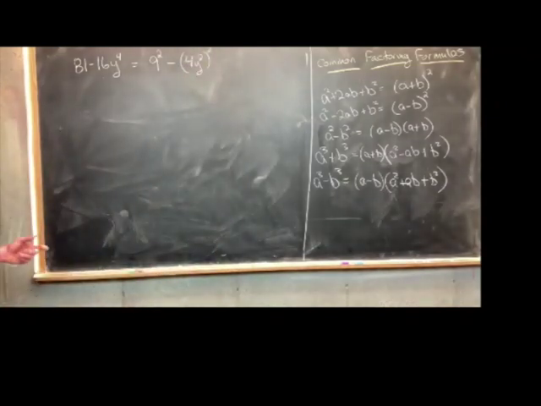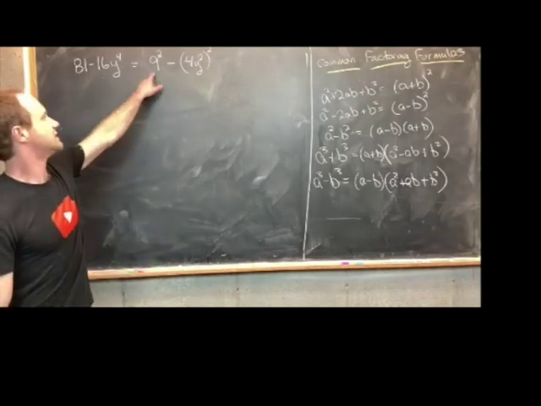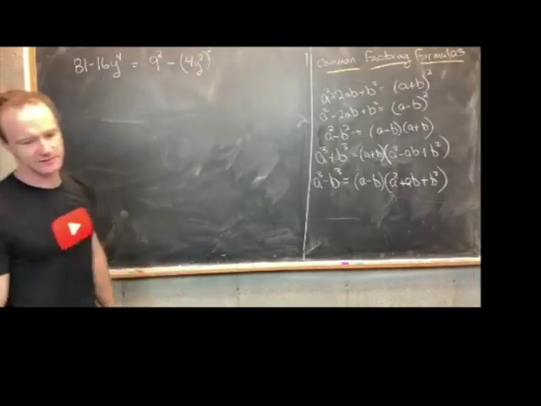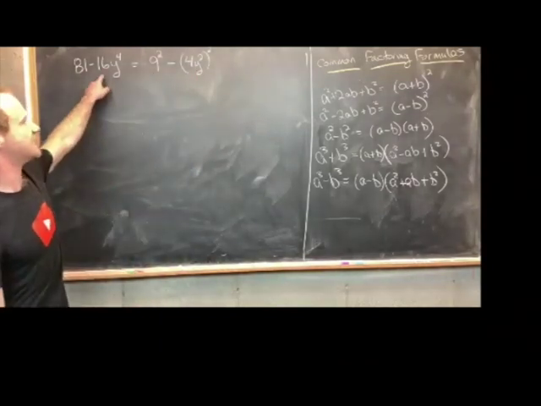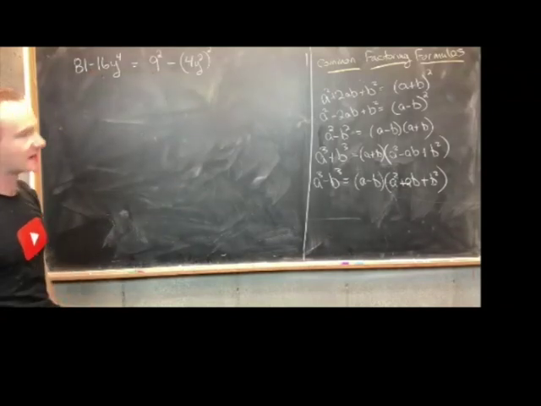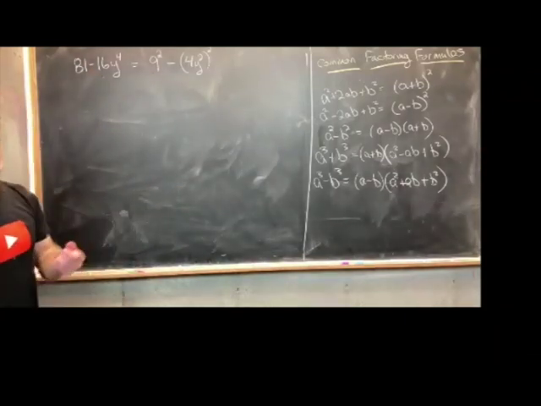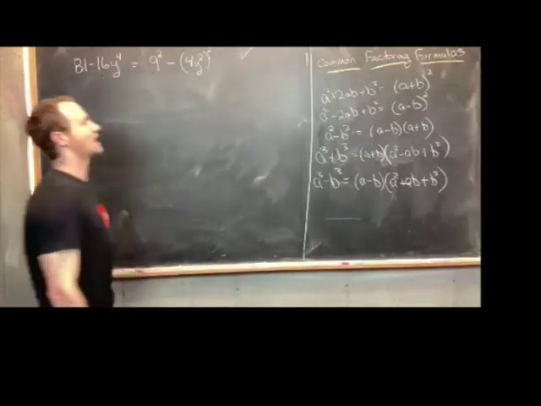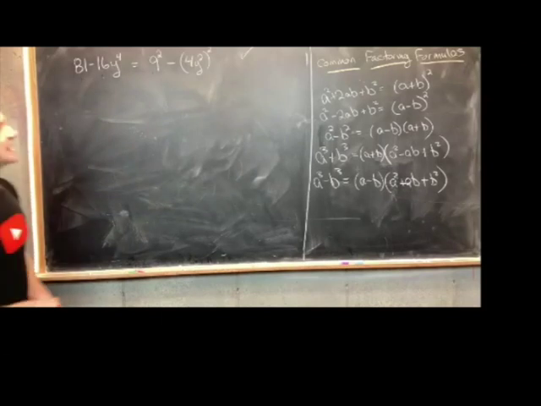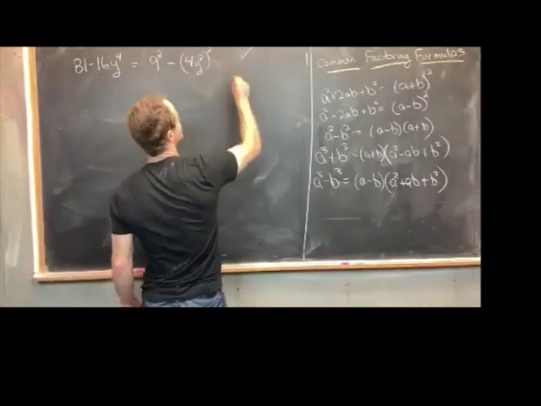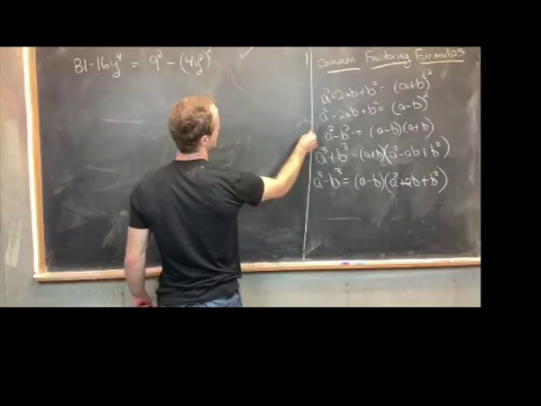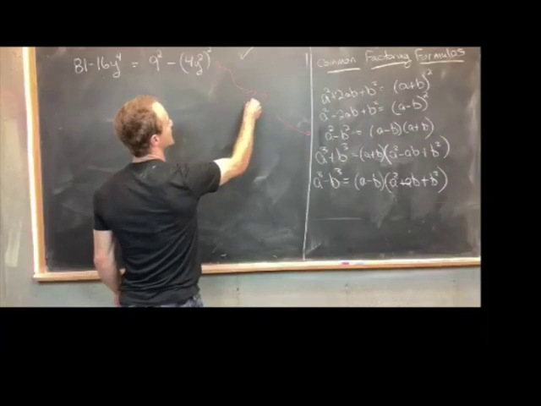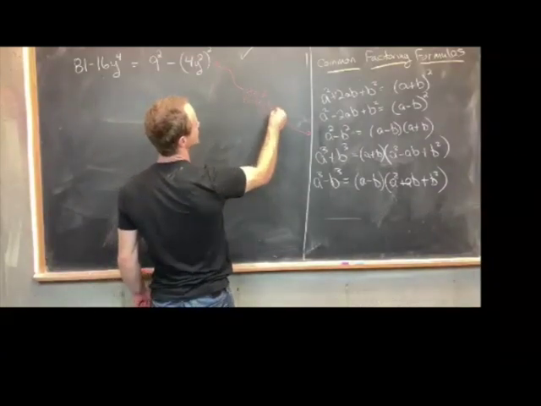So let's just check to make sure this makes sense. 9 times 9 is 81, so we're good to go there. And then 4y squared times 4y squared, well, 4 times 4 is 16, and then y squared times y squared is y to the 4th, using exponent rules. So yeah, this is true. This is an okay way to write that. But now we can apply this difference of squares formula right here, where a is equal to 9 and b is equal to 4y squared.